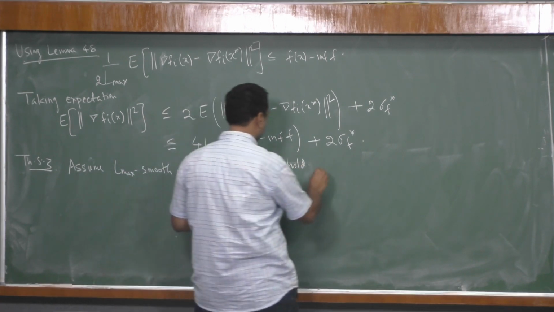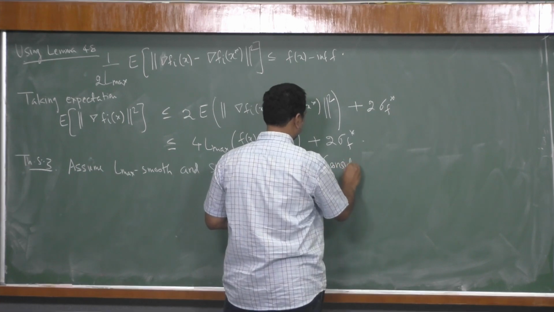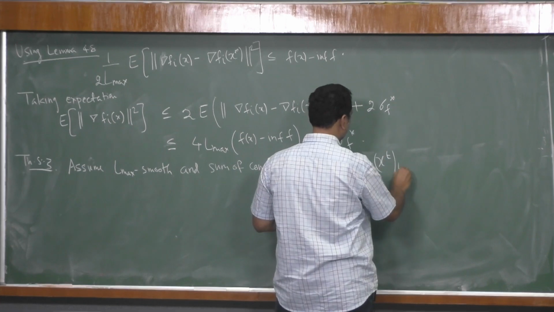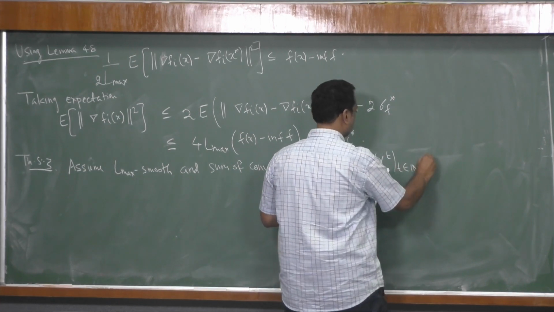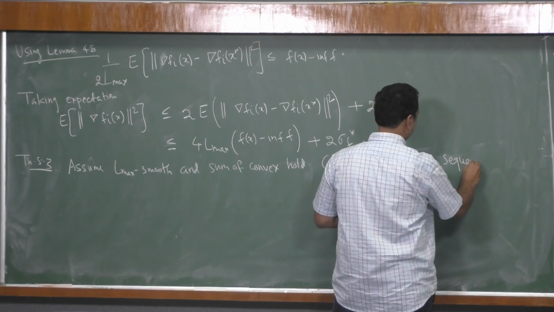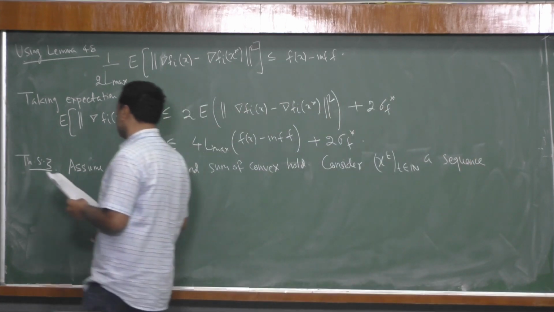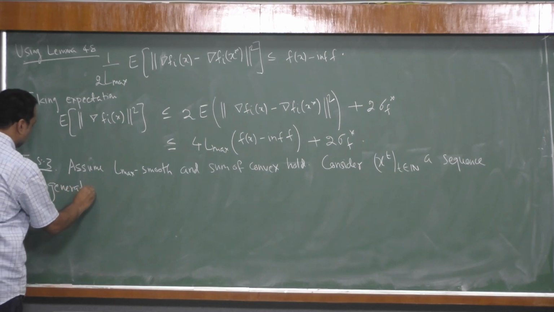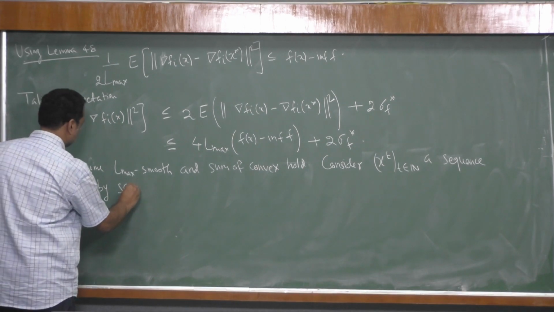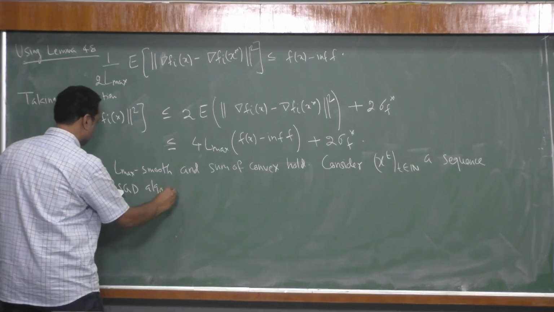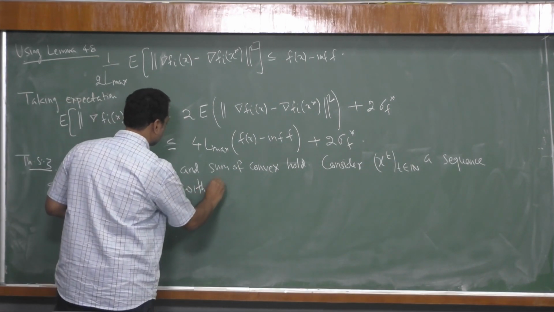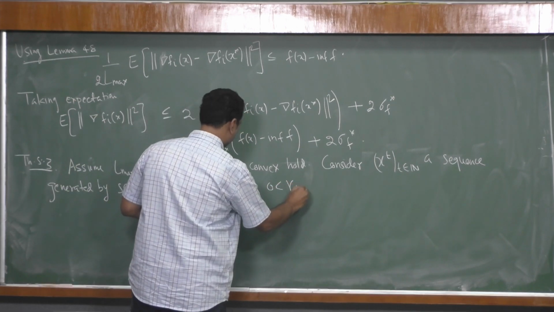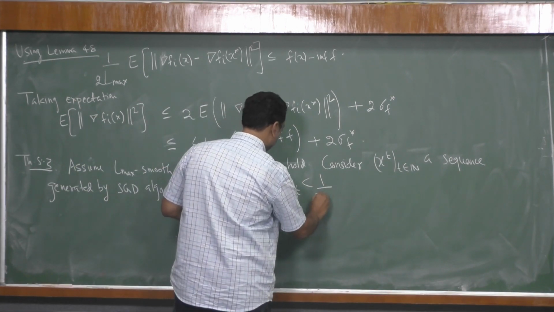Now consider x_t, a sequence generated by the SGD algorithm with step size 0 less than gamma_t less than 1 by 2 L max.